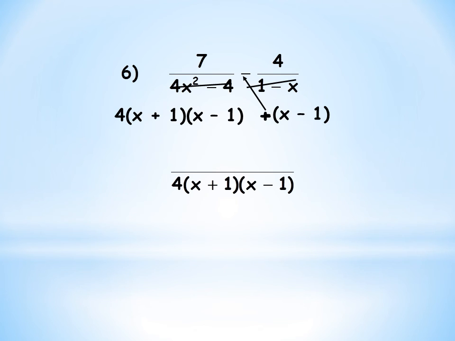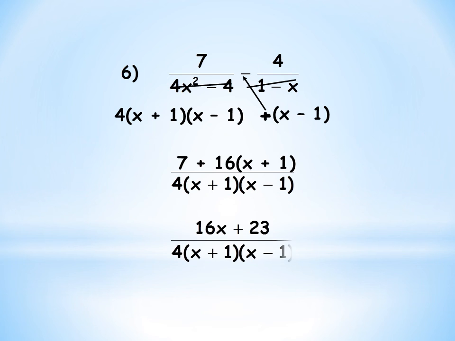All right, so now I find my common denominator, realize that the first one has all of the factors. I don't have to multiply it by anything. But the second one needs a 4x plus 1. And I'm going to distribute and combine all my like terms.